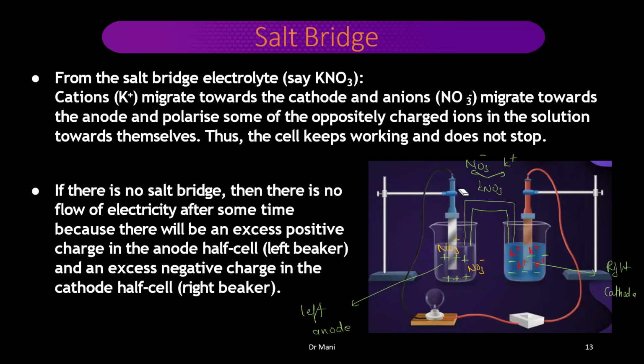Because it is not a closed circuit. The closed circuit can be attained only when you have this salt bridge. Then it will form the complete circuit. If you don't have the salt bridge, it will not form the complete circuit. So there is no flow of electricity after some time, because there will be excess positive charges in the anode of the cell, and excess negative charges in the cathode of the cell. So what happens if this is not balanced? On my left side there will be full positive charges, on my right side there will be full negative charges, so that the current will stop moving.